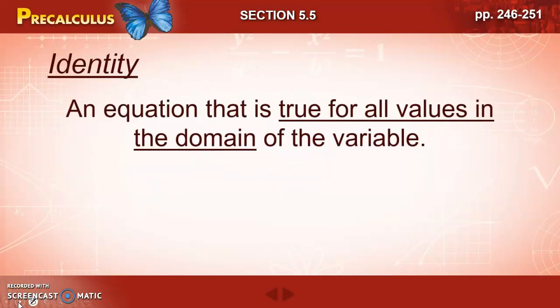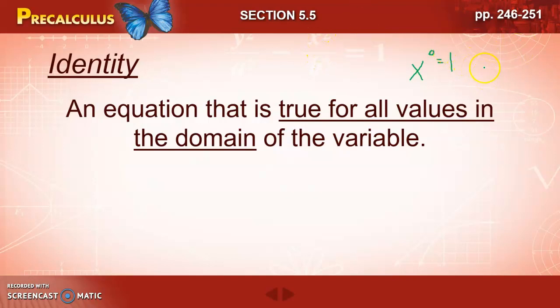Let's talk really quickly about what an identity is, since our first objective was to recognize or define an identity. An identity is an equation that is true for all values in the domain of the variable. And you've learned lots of identities already. For example, you know that x to the 0 power equals 1. For all values in the domain, it doesn't matter what we plug in for our x values, we're always going to get 1. Anything to the 0 power is 1.